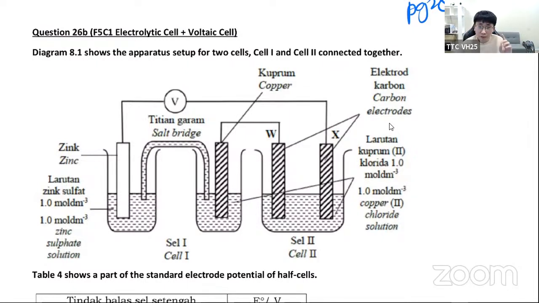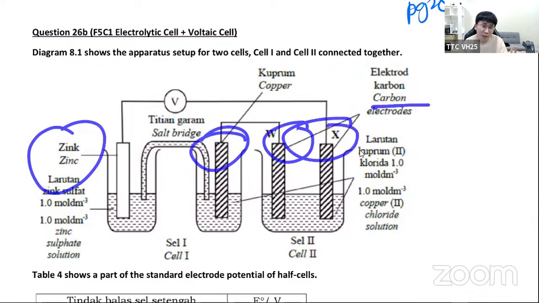The first thing, as I told you before, is what special characteristics a voltaic cell has. Number one, a voltaic cell has no battery. From the first thing here, there is no battery inside this cell. Number two, a voltaic cell usually has two different types of electrodes. Now for these two different types of electrodes, if you check all the electrodes here, we have zinc, copper, and W and X, which are carbon electrodes.